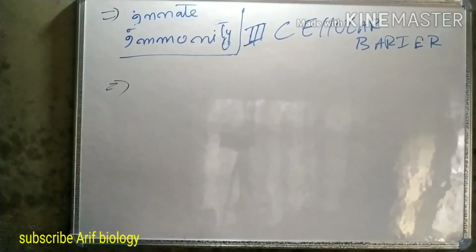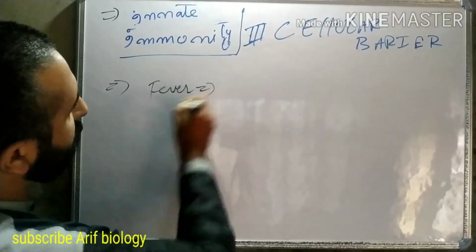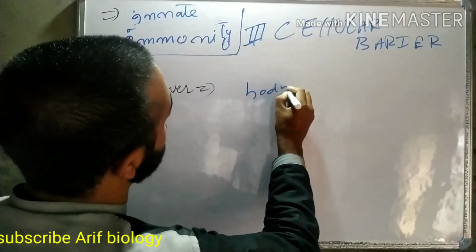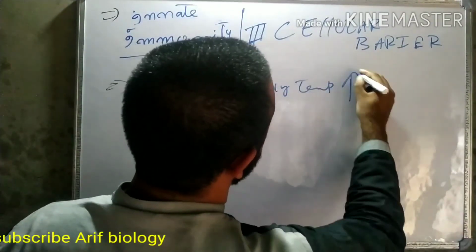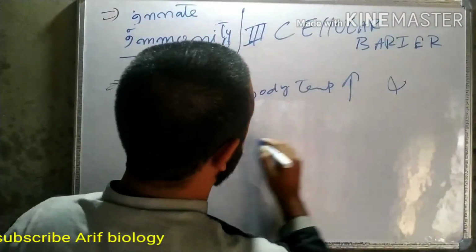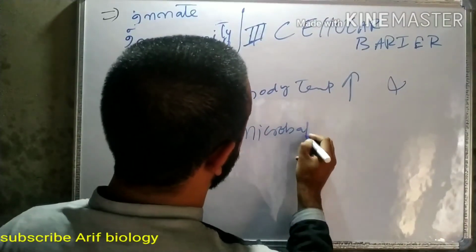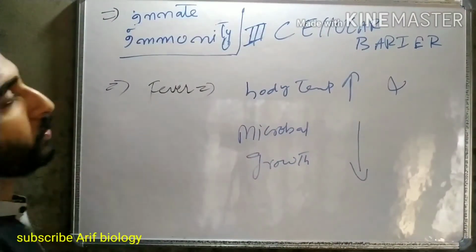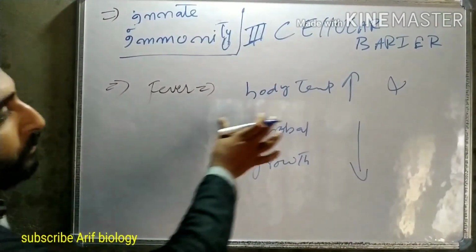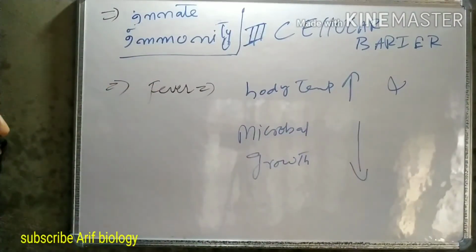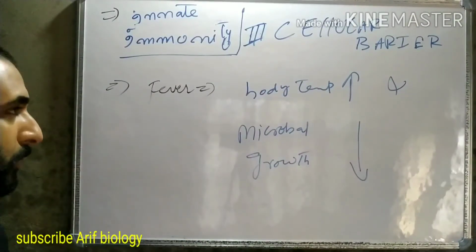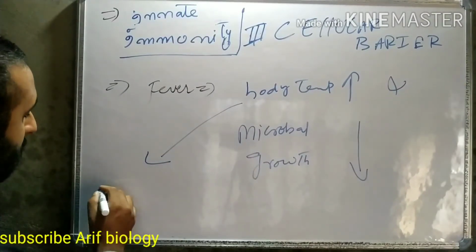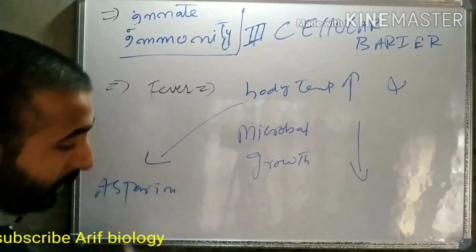Cellular barriers also kill microbes in case of fever. What happens in fever? When the body has fever, the body temperature increases and microbial growth decreases. Fever is also a cellular type of barrier. When the temperature of the body increases, microbial growth decreases due to high temperature, and fever is brought under control by a drug which we call aspirin. Okay? Remember this.